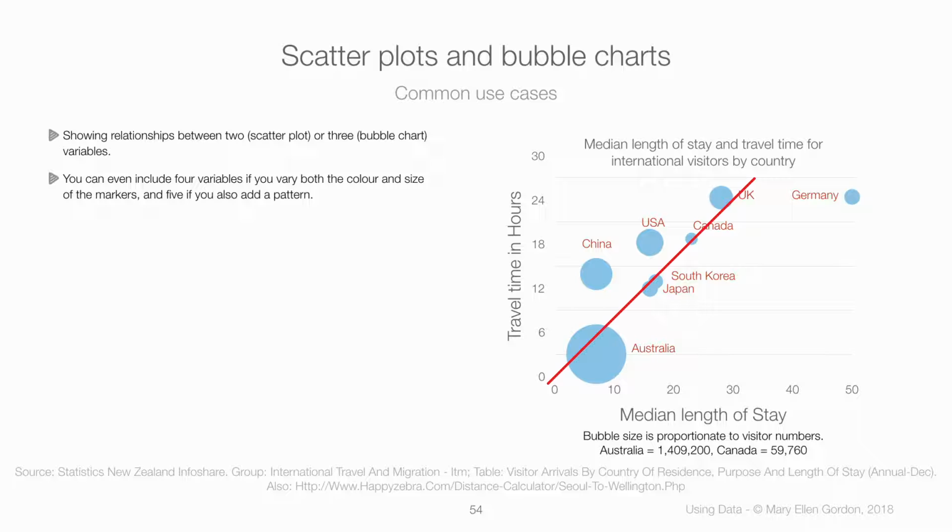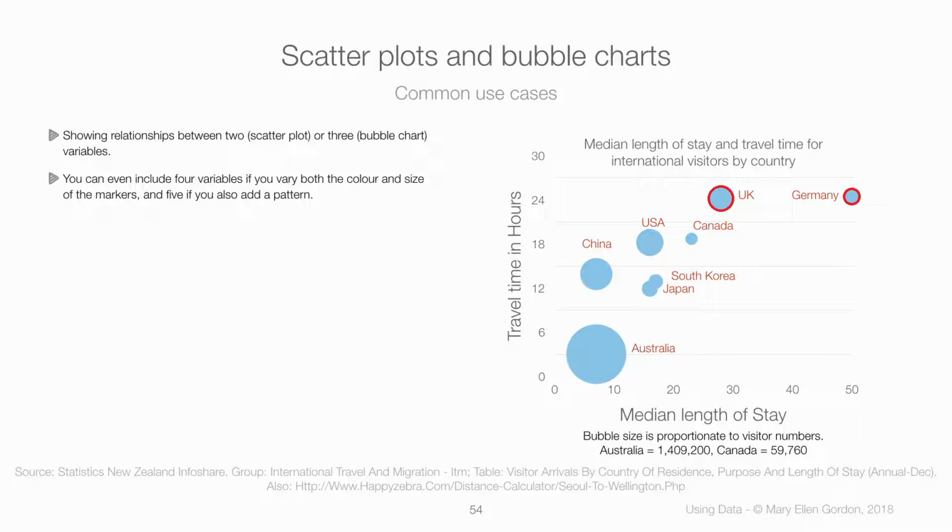So if we wanted to add additional variables to explain why that might be, we already do have the size of the dot to see if that makes a difference. But we could add other things if we wanted to too. So for example, we can see here that the UK and Germany have the longest travel time in hours, and they tend to have the longest length of stay too.